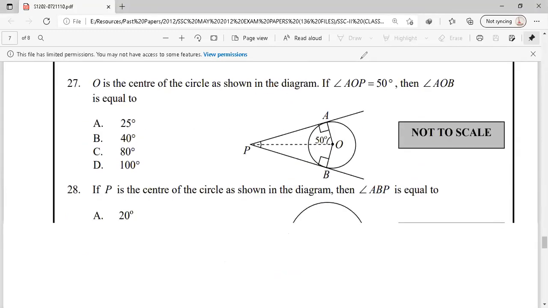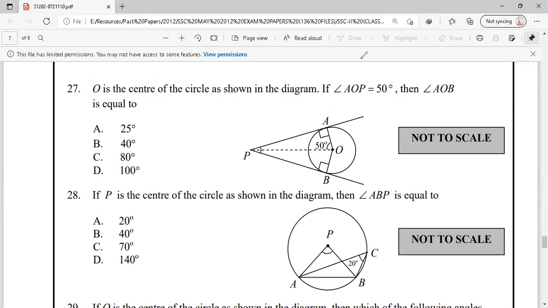Let's see question number 27 and 28. If O is the center of the circle as shown and angle AOP is equal to 50, we have to find the measurement of AOB. These two are the tangents, and we know that the central angle is bisected when tangents are drawn from a point outside the circle. So if the angle above is 50, the angle below will also be equal to 50 degrees. So the whole angle AOB will be equal to 100 degrees. Option D is the right answer.